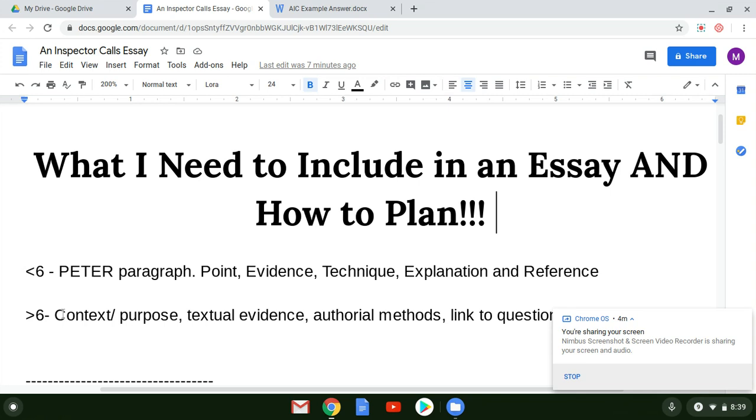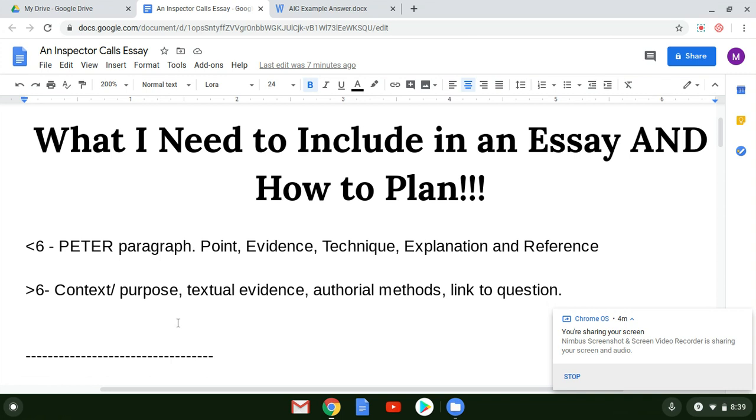So you are going to be looking at the context, purpose. These are the categories that were in your key yesterday: context, purpose, evidence, authorial methods linked to the question. Authorial methods is basically, what did Priestley do and why did he do it? So if you say at the start of the play, Priestley introduces us to this character, that's an authorial method, because you're saying he's chosen to bring that character in then.